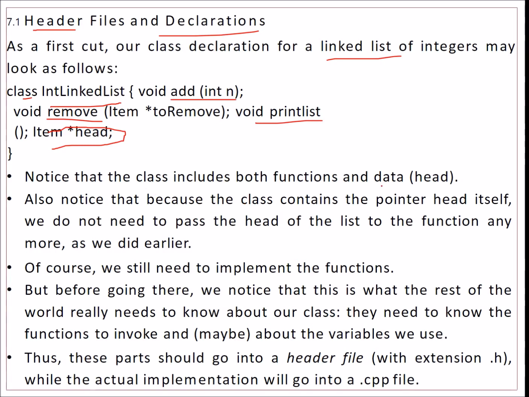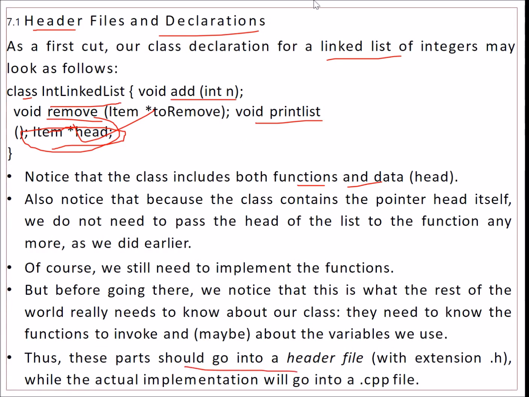Now notice that the class includes both functions and data. You have this data and you have your three functions. Also see that because the class contains the pointer head itself, we do not need to pass the head of the list to the functions anymore as we were doing earlier. But we still need to implement these functions. Before doing that, we should notice that this is what the rest of the world really needs to know about our class. Why? Because we are hiding. They need to know the functions to invoke and maybe about the variables we use.